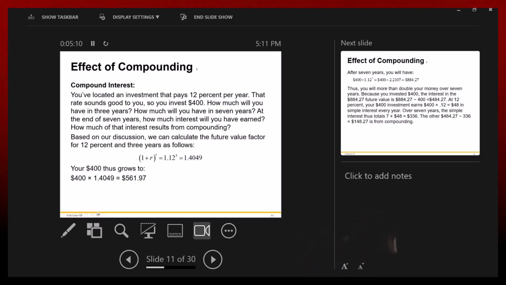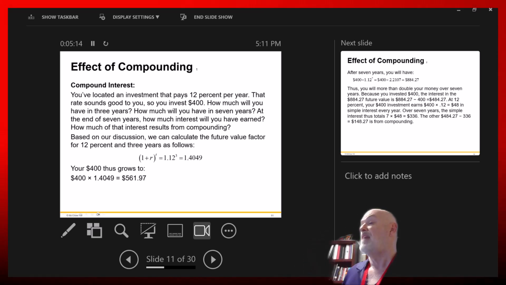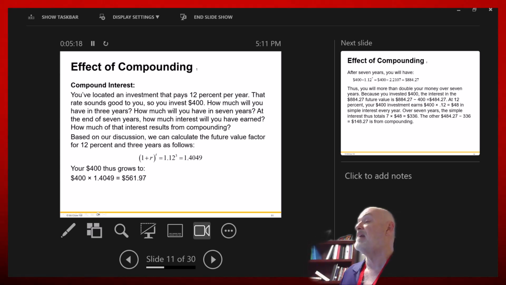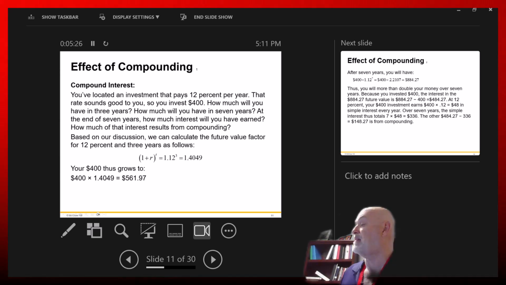You've located an investment that pays 12% per year. Congratulations, because that's good interest. That rate sounds good to you, so you invest $400. How much will you have in 3 years? How much will you have in 7 years? At the end of 7 years, how much interest will you have earned? How much of that interest results from compounding?